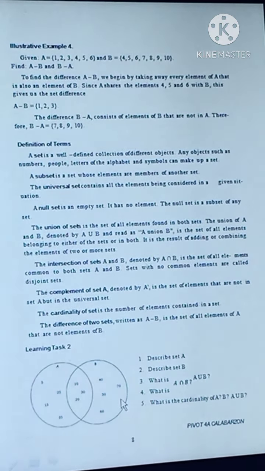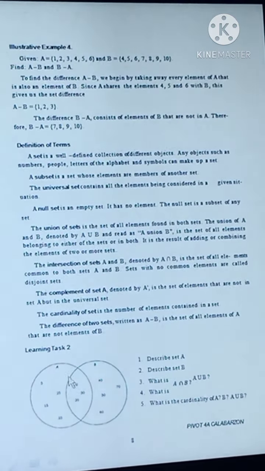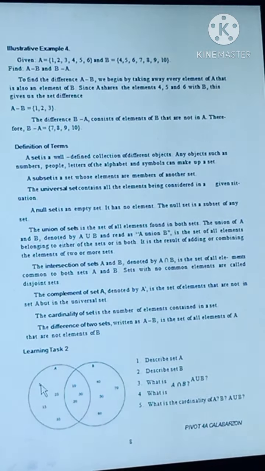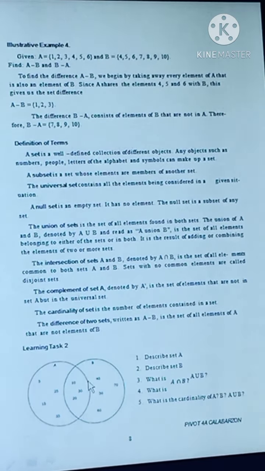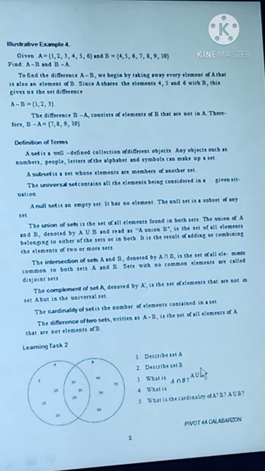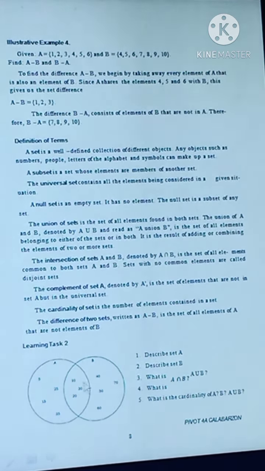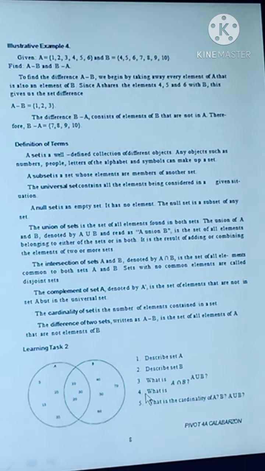Okay na. So, number 3, what is A union B? Isulat mo, the same with our example. Kung ano yung nasa A, ito yung lahat. Sulat, sulat, sulat. Then, the union of B, sulat din. Isulat nyo yung A union B is equal to ito lahat na makikita, in increasing order.